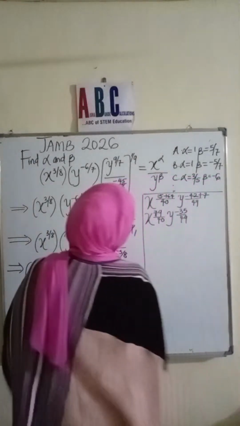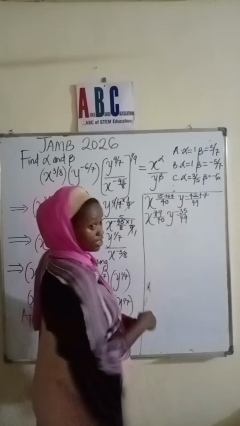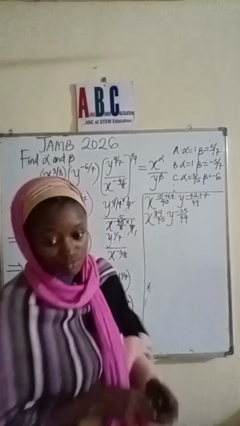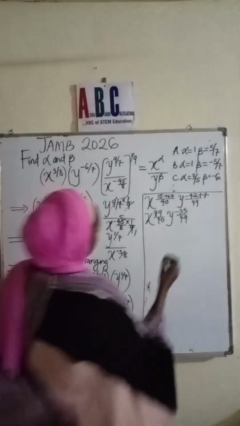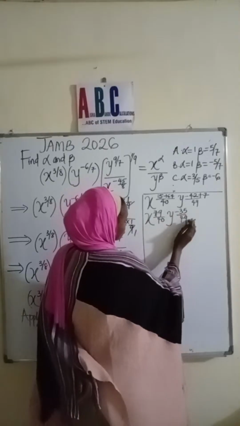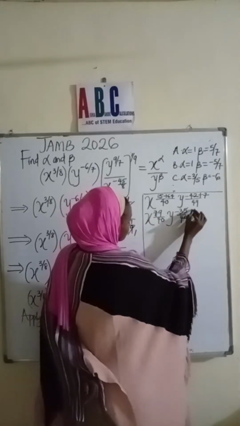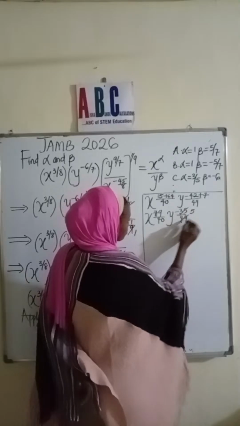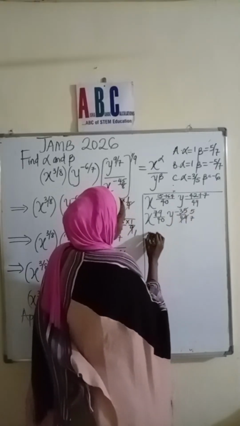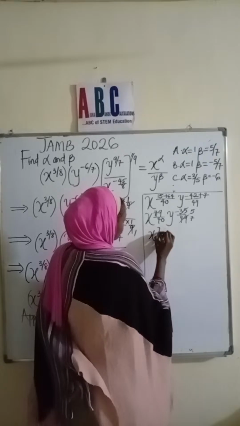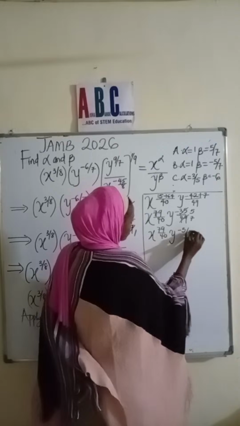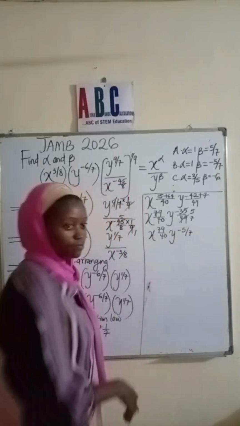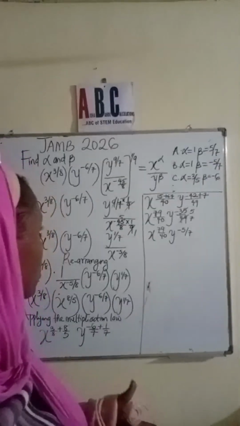Yes, sir. 7 can divide which one? 35 and 49. All right. So 7 in 35 is 5. So this now becomes 7 to the power of 79 over 40, y to the power of minus 5 over 7, right? Okay. Go on, sir.